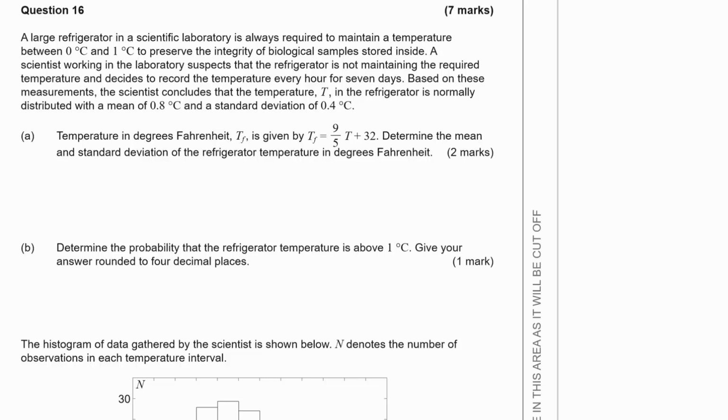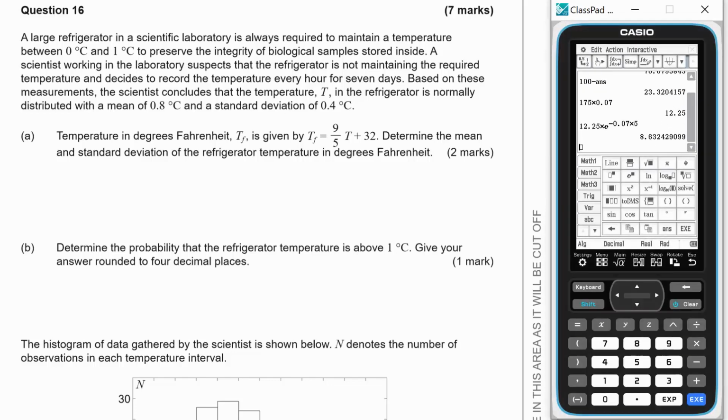Based on these measurements, the scientist concludes that the temperature T in the refrigerator is normally distributed with a mean of 0.8 and a standard deviation of 0.4. Temperature in degrees Fahrenheit is given by this. Determine the mean and standard deviation of the refrigerator temperature in degrees Fahrenheit.